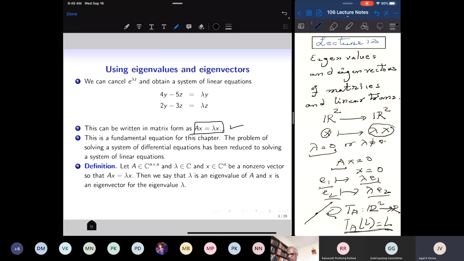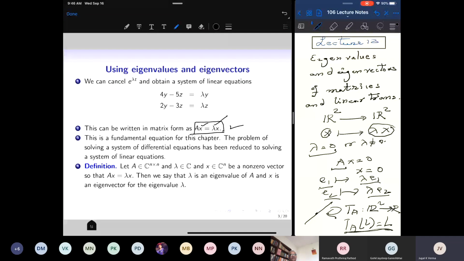This is not always true. You may not be able to find an x which is mapped to lambda x. We will see an example very soon. But in many situations, you can find lines which are mapped to the same line. And the vectors along these lines are non-zero vectors. They are called eigenvectors, and lambda is called eigenvalue.